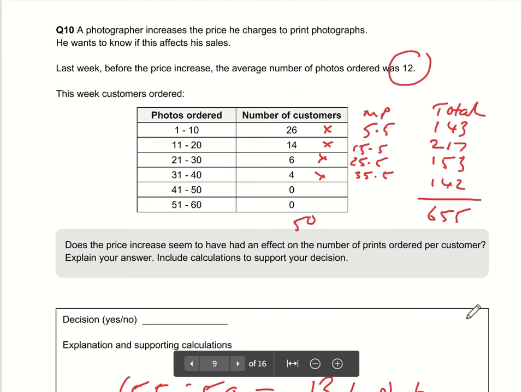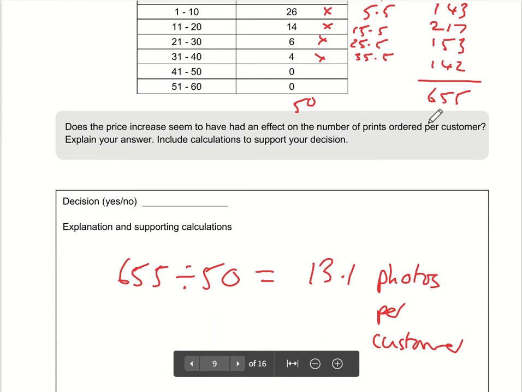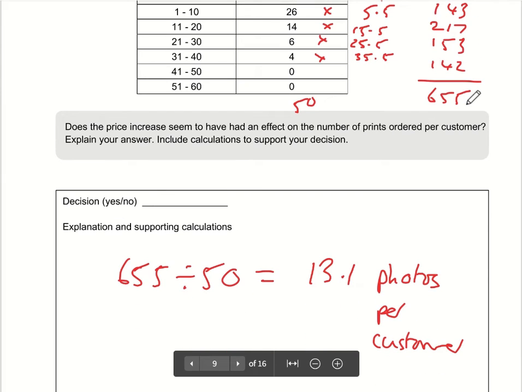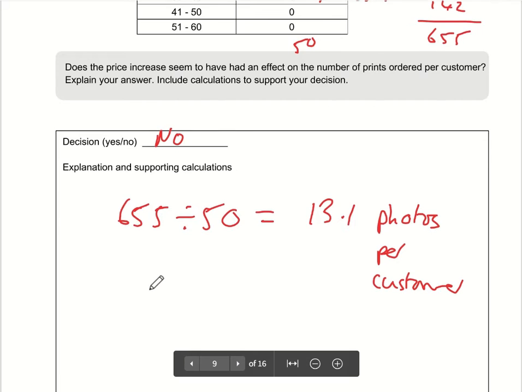So let's have a look at the context of the question. The price has been increased and the average has actually gone up from 12 to 13.1. So does the price increase seem to have had an effect? Well, you could say yes, it has had an effect, because the mean has changed from 12 to 13.1, but that doesn't really make sense, that customers would be attracted by prices going up. I would say no, because if the price went up, you'd expect perhaps the number of customers to go down.